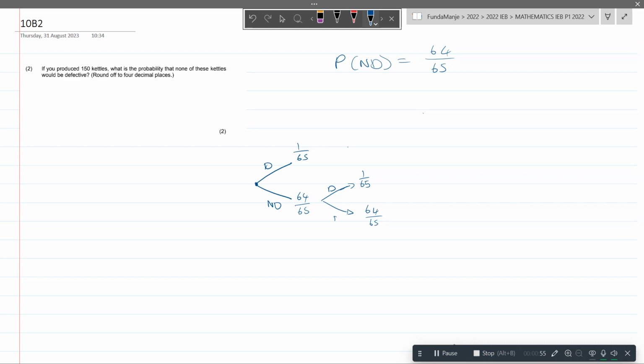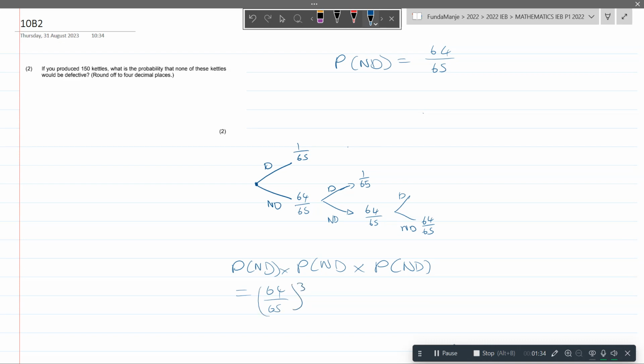And again, this is not defective. And if you do the same thing, you'll find that every time, to get the not defective, you'll be multiplying by 64 over 65. So if you want the probability that 150 kettles are not defective, in this case, what is the probability that 3 of them are not defective? Well, it will be probability of not defective times probability of not defective times probability of not defective. And this will lead to 64 over 65 to the power of 3.